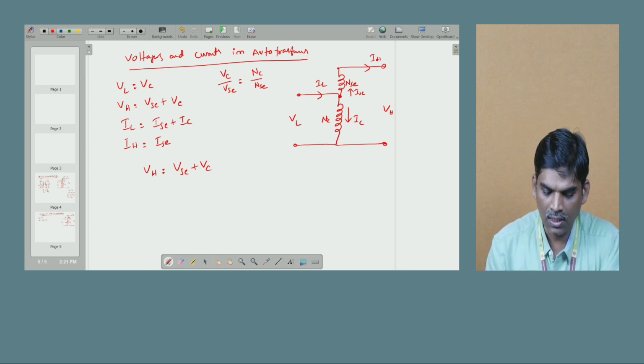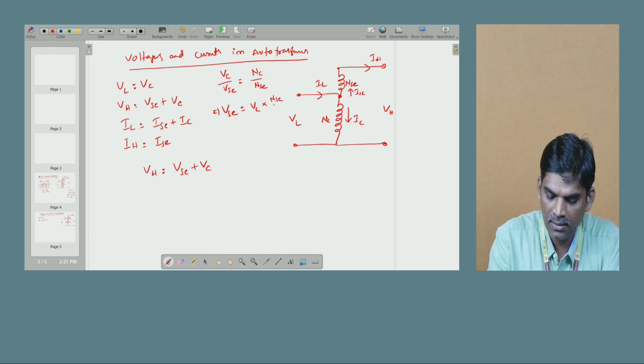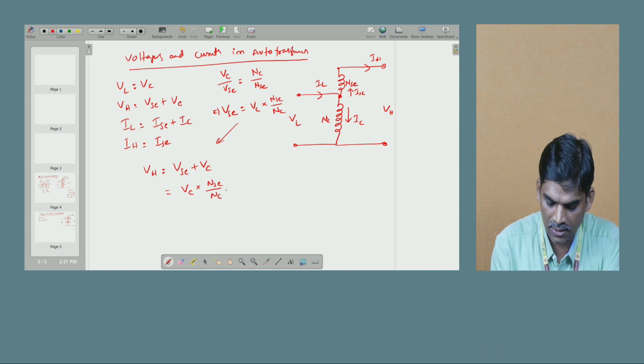Now I want to calculate the VSC value. VSC is equal to VC into NSC by NC. Substituting this value here, we get VC into NSC by NC plus VC. Taking VC common, we get NSC by NC plus 1.